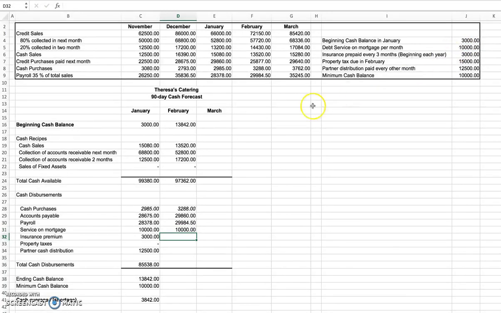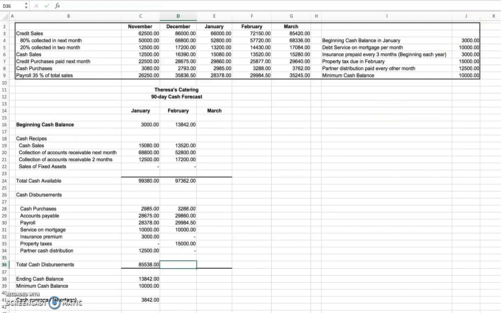Insurance premium. So do we have to pay insurance in February? Well, we've paid it in January, and it's every 3 months. So no, we actually don't have to pay insurance in February, so that's good to know. Property tax. Oh, it is due in February, so we do have to pay $15,000 in property tax in February. And our partner, do we owe him or her any money? We don't, because it's every other month, so we're okay this month.